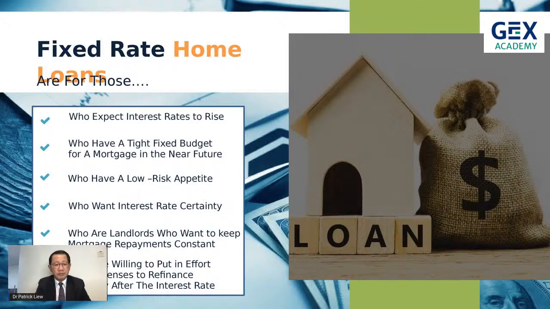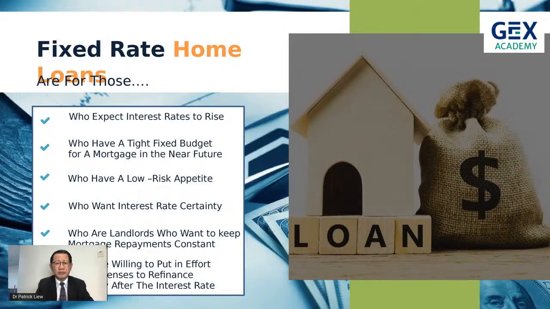So who are the people who go for fixed home rates? These are people who expect interest rates to rise, who have a tight fixed budget for a mortgage in the near future. That means you're worried that the increased interest rate will affect your quality of life, your cash flow, your business, for example. Then you want to be very, very sure. Then you go for a fixed home rate.